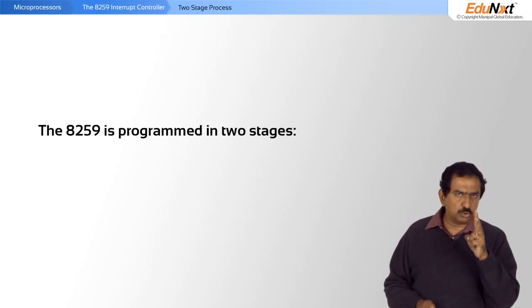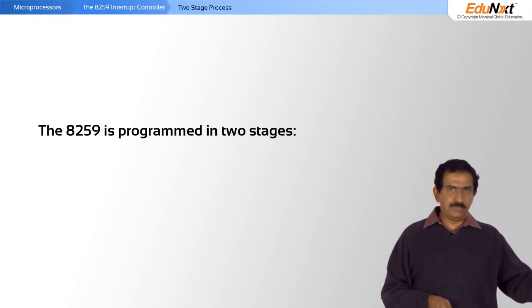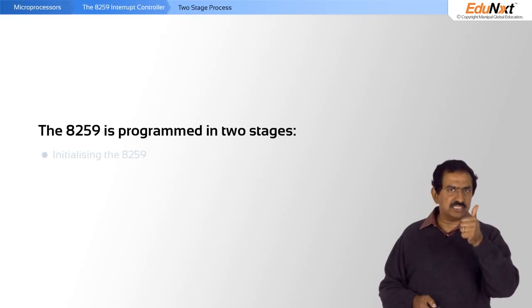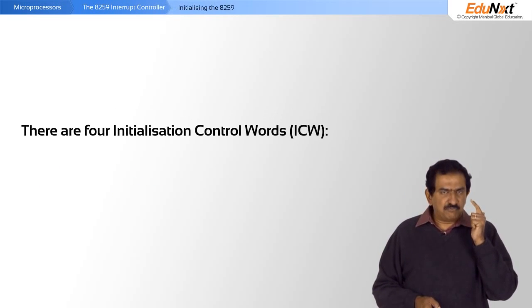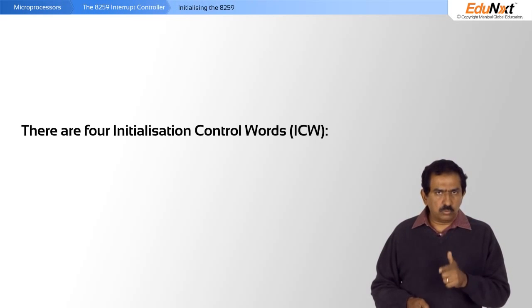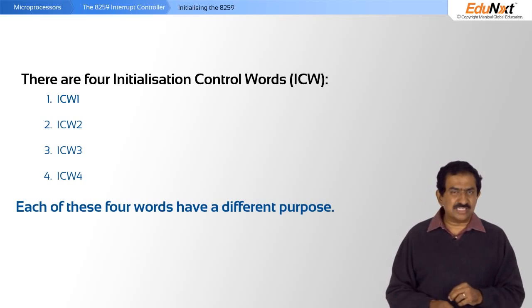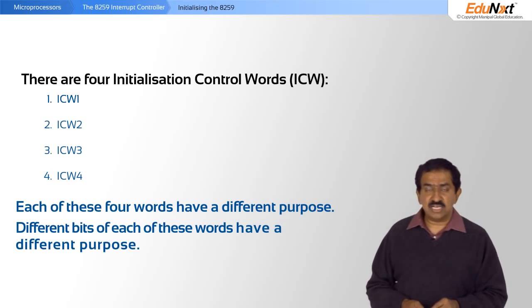What are the kinds of programmings that you can do? There are two things that you must do before you can start using the 8259. I'm assuming the hardware part is perfect. Now you have to program the 8259. One is initializing it, the second is called programming it. There are 4 initialization control words, ICW 1, 2, 3 and 4, and each of those 4 words have a different purpose, and actually different bits of each of those words have a different purpose.